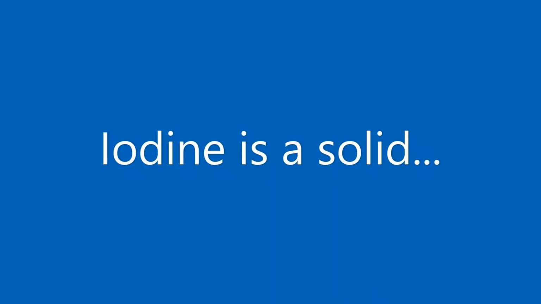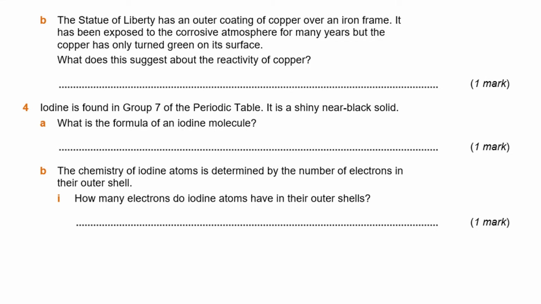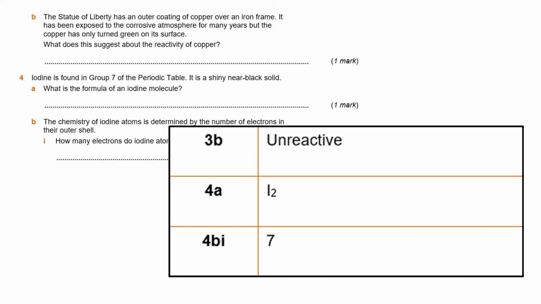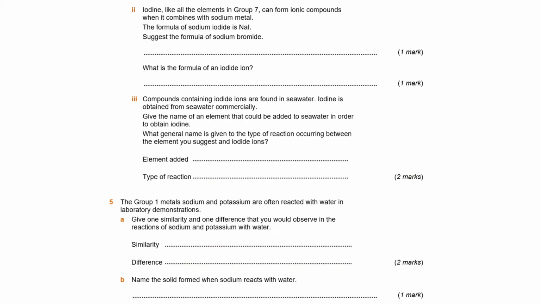Iodine is a solid. It's a black solid, not liquid. I said liquid. The chemistry of iodine atoms is determined by the number of electrons in their outer shell. How many electrons do iodine atoms have in their outer shell? So it is unreactive. The formula is I2, and there are 7 electrons in the outer shell.